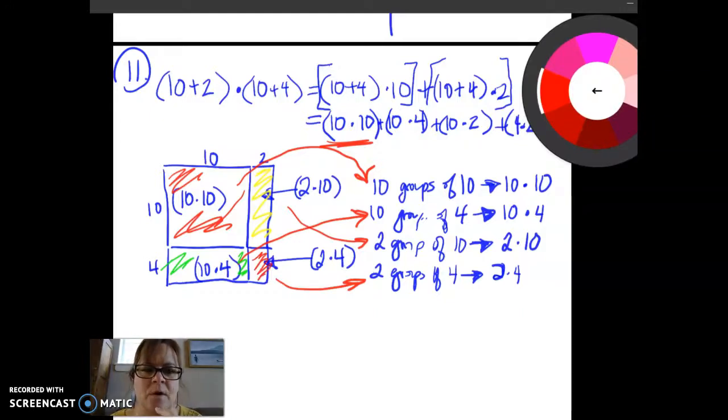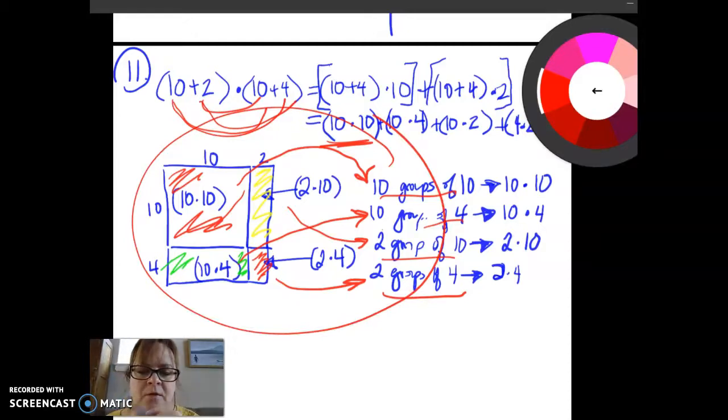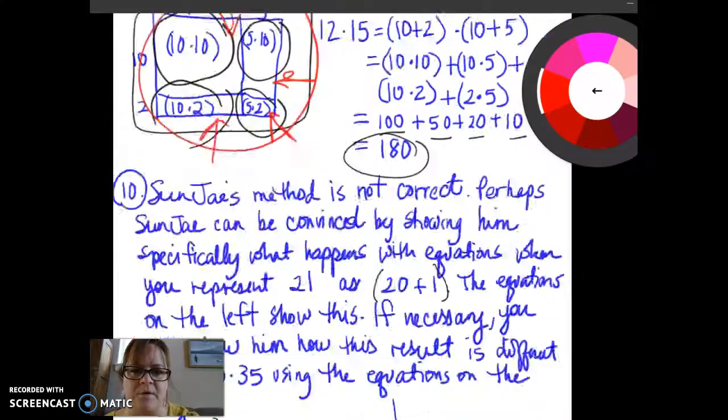our 2 times 4. So we have 10 groups of 10, 10 groups of 4, 2 groups of 10, and 2 groups of 4. And if you're thinking back to FOIL from when you were in school, that's what we're doing here. 10 groups of 10, 10 groups of 4, 2 groups of 10, 2 groups of 4. And now we have a visual math diagram to help reinforce that.